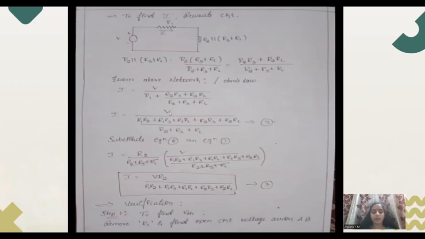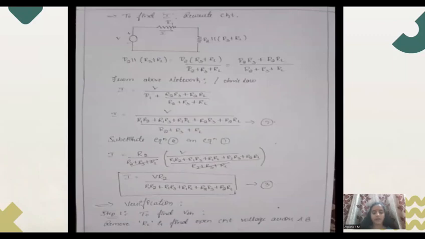After simplifying the above equation, we get I is equal to V into R2 plus R3 plus RL, divided by R1 R2 plus R1 R3 plus R1 RL plus R2 R3 plus R2 RL. Let it be equation 2. Now I will substitute this into equation 1. After simplification, I get the final expression of Thevenin's theorem, that is IL is equal to V R2 divided by R1 R2 plus R1 R3 plus R1 RL plus R2 R3 plus R2 RL. Now I should verify whether the equation is correct or not.